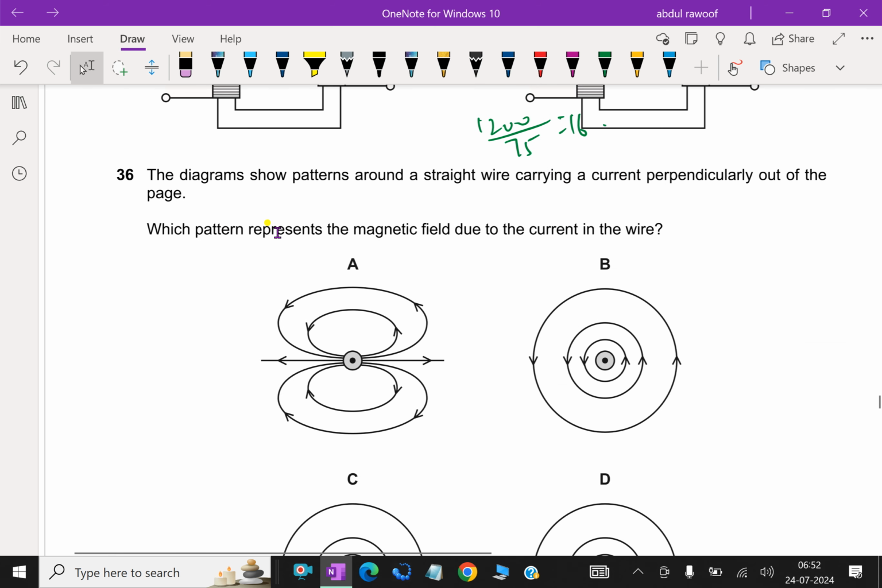Next one. The diagram shows a pattern around a straight wire carrying a current perpendicular out of the page. Which pattern represents the magnetic field due to the current flow in a wire? Here we are using the right hand thumb rule. Look at here. This option B is the pattern, because the current comes out of the page, then the field rotates anti-clockwise. That is, our 4 fingers represent the direction of the magnetic field. So option B.